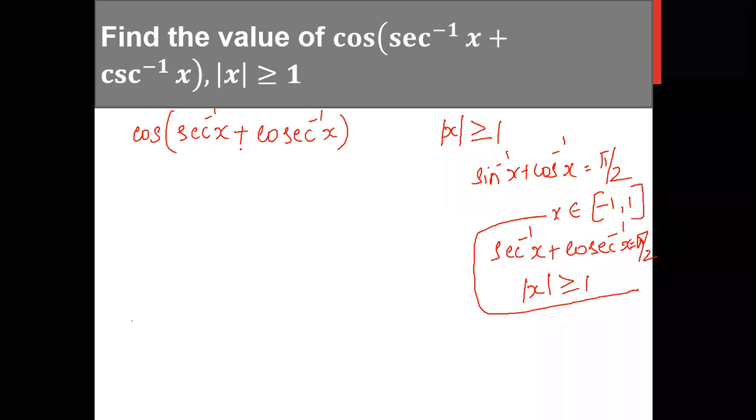So we have secant inverse x plus cosecant inverse x, and we have that condition also, mod x greater than or equal to 1. So directly we can write from this property, cos of this term inside the bracket can be replaced by pi by 2. So it is cos pi by 2. What is the value of cos pi by 2, students?